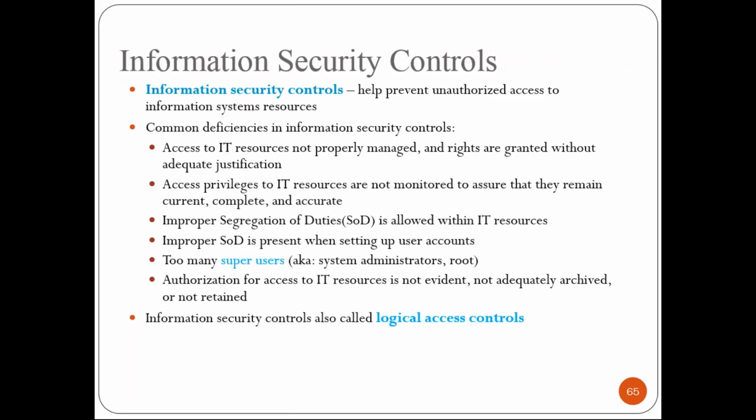Logical access controls. The type of controls that let you have access to the system are called logical access controls. This is contrasted with physical access controls. Physical access controls are exactly what they seem to imply. Locks at doors, very few windows in a data center, for example, one way in, one way out, except for emergency exits. That's physical access controls.